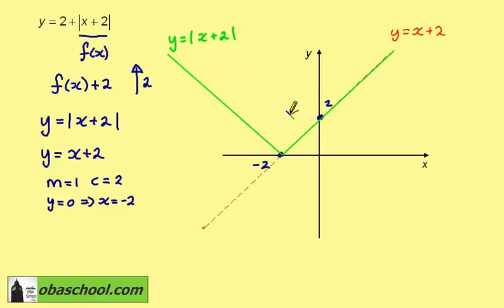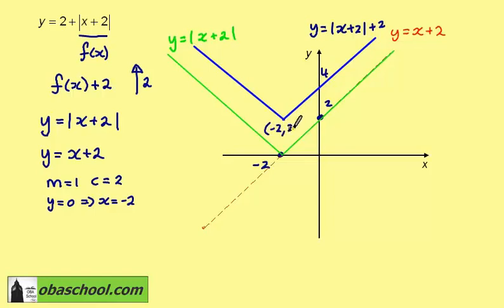Finally, we need to apply the transformation 2 units upwards. So we'll get a V-shaped graph just shifted upwards by 2 units. This is y is the mod of x plus 2, plus 2. If it's moved up by 2, it cuts the y-axis at 4, and the vertex must be at the point (-2, 2).